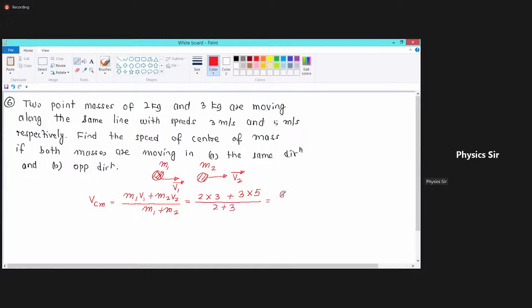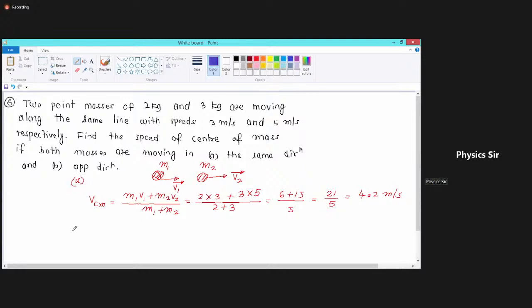So this 2 into 3 will become 6. 3 and 5, they are 11 divided by 5. So 16 plus 5, this is 21 by 5. And 21 by 5 comes out to be 4.2 meter per second. This is the part A of the sum.